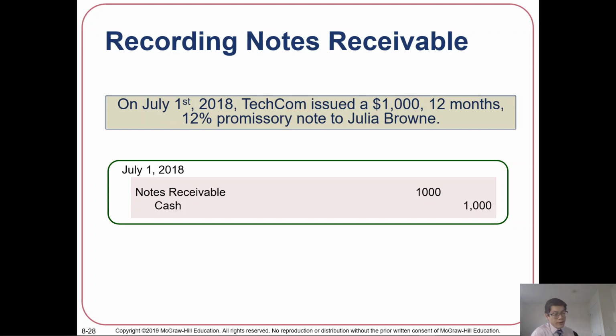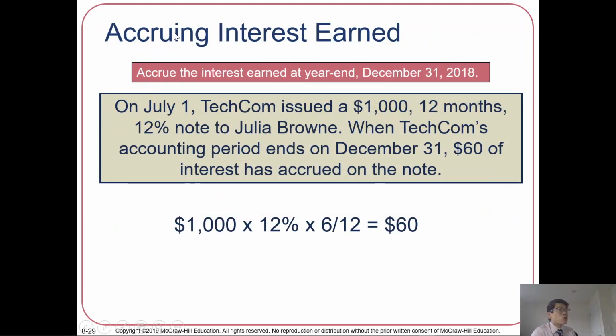And next is accrued interest earned. What it means is accrued interest earned at the end of the year, December 31st, 2018, which is the date when we prepare the 2018 annual financial statements, right? We have a fiscal year, and financial statements need to be prepared for each fiscal year, and this happened to be the fiscal year end for the tech company, so we have to accrue the amount of interest we earned for lending out this $1,000.